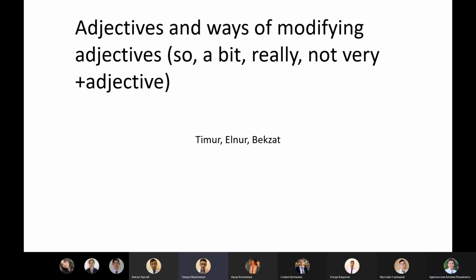Well, okay, our topic is adjectives and the ways of modifying them. Is it next?